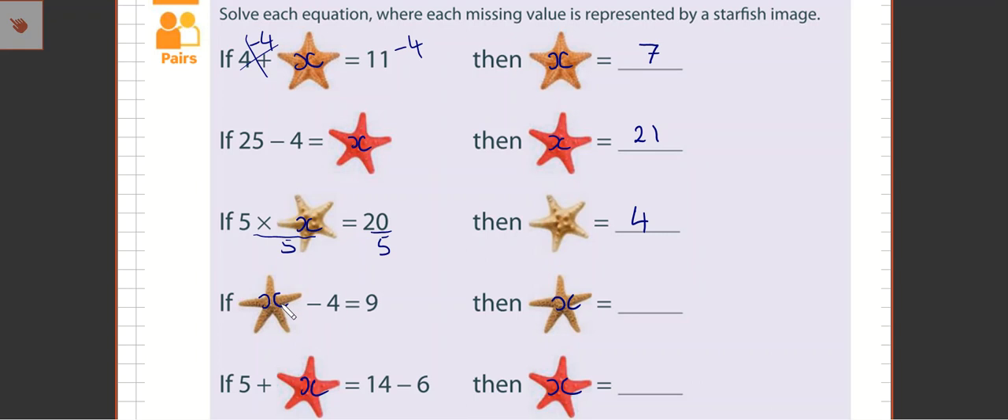5 times something minus 4 equals 9. So McKenna, what do we have to do? We do the opposite of what was done, so we add the 4 back on. The answer is 9 plus 4, so it's 13.